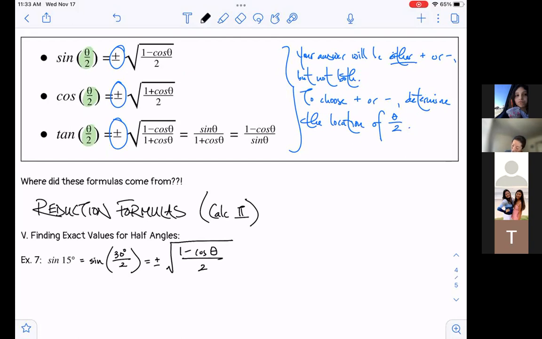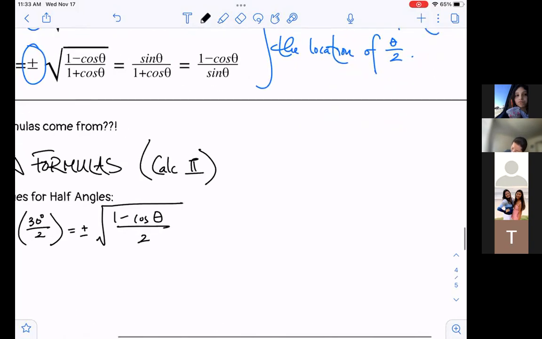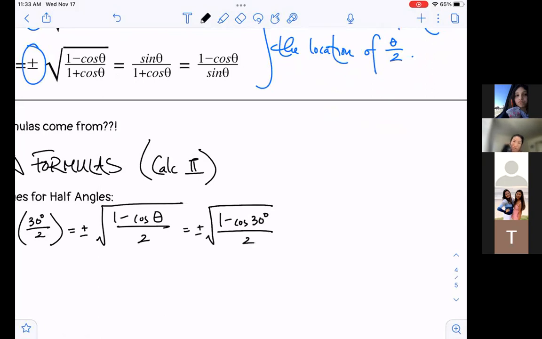All right, let's go ahead and replace that value. So cosine of 30 degrees over 2. Bust out that unit circle. Someone tell me, what is cosine of 30 degrees? Good, √3/2. Okay.